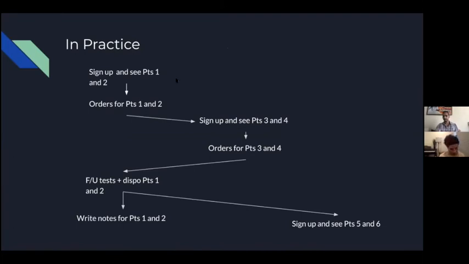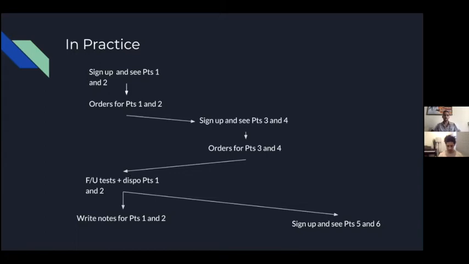So just to put this in practice, basically you'll sign up for patient 1 and 2, assess which one's sicker, go see that patient first. Remember, you want to try and be out of the room for each patient in 20 minutes. You'll come back to your workstation, place orders for patients 1 and 2, and then sign up for patients 3 and 4. Notice at this point, we're not mentioning doing notes. You want to try and sign up for patients 3 and 4, see them, put in orders, and then return back to your desk. At that point, you can then follow up on the results of patients 1 and 2 and see if they're ready for dispo. And if they are, you can get them out of the department.